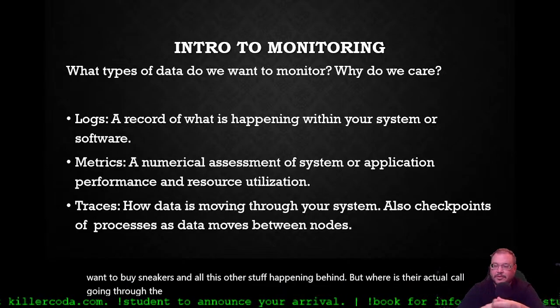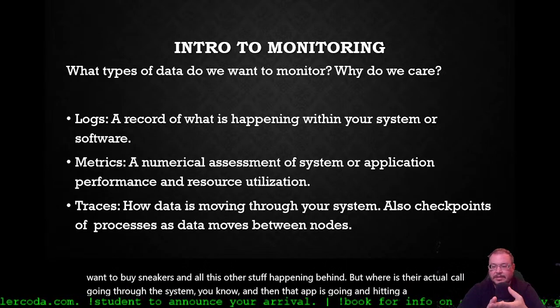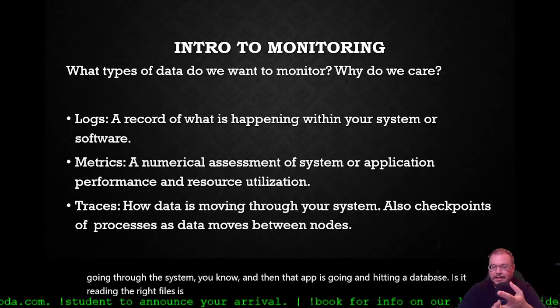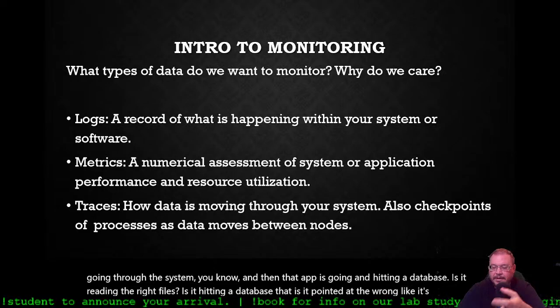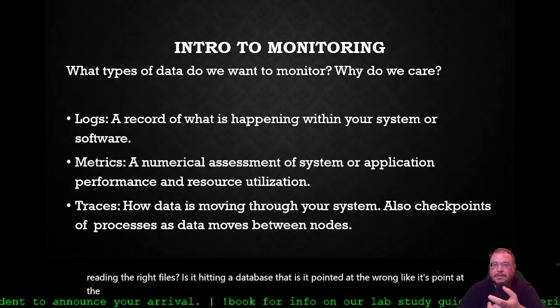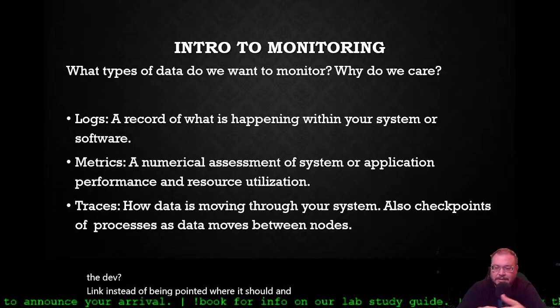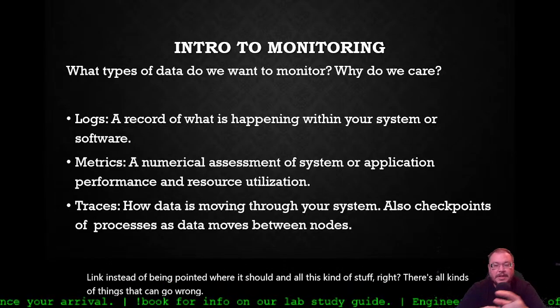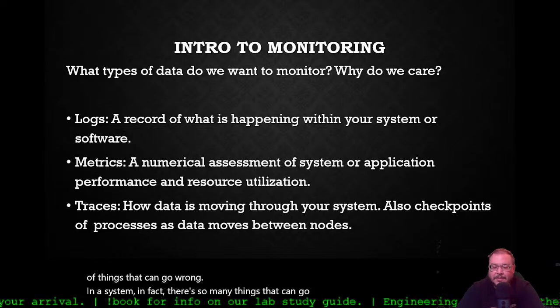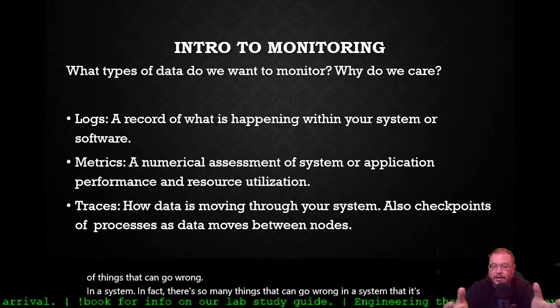And then that app is going and hitting a database. Is it reading the right files? Is it pointed at the dev link instead of being pointed where it should be, and all this kind of stuff, right? There's all kinds of things that can go wrong in a system. In fact, there are so many things that can go wrong in a system that it's impossible to categorize them all.